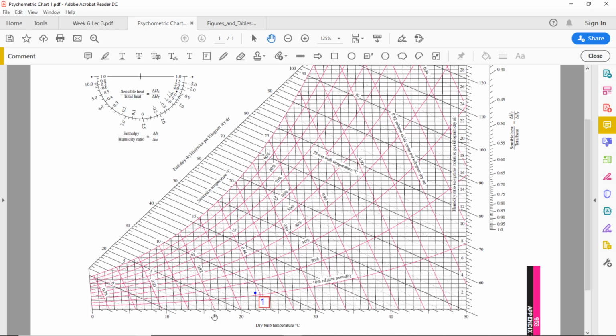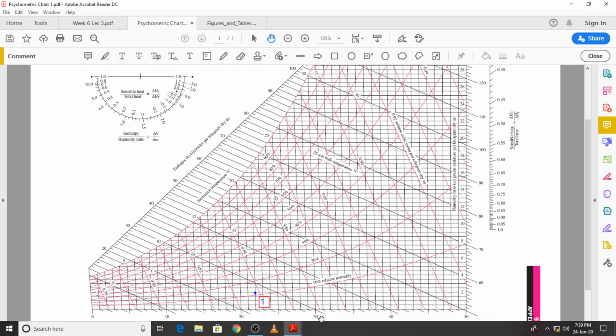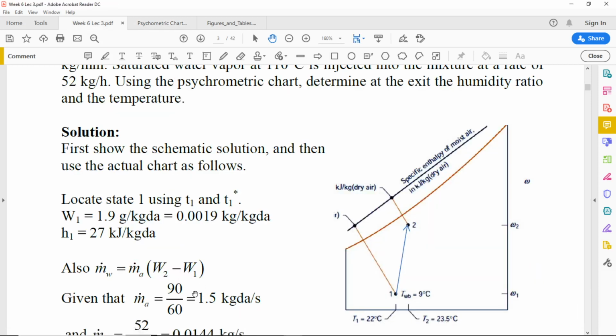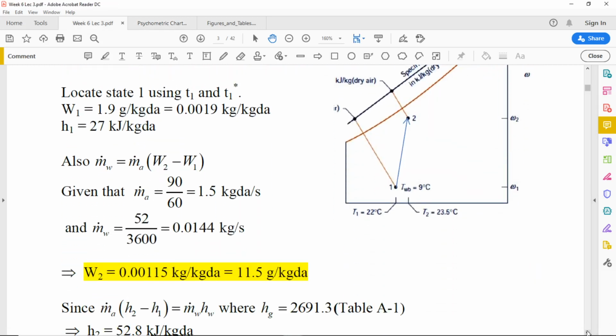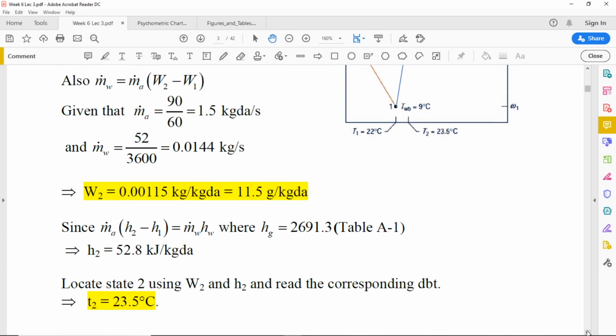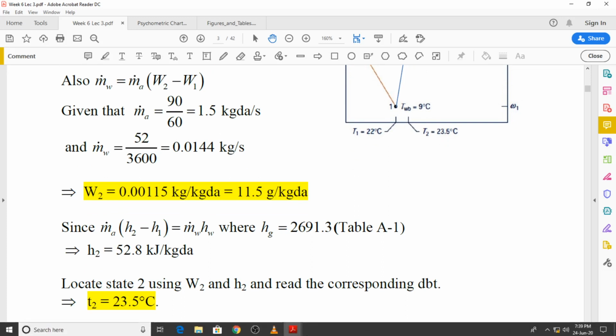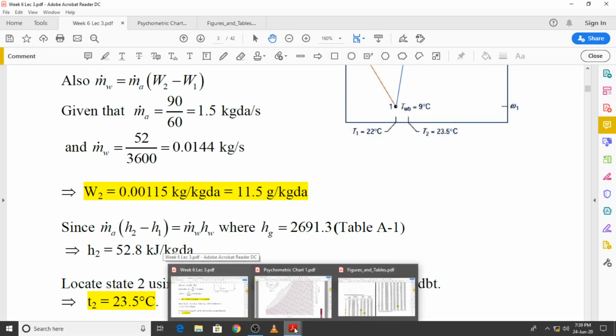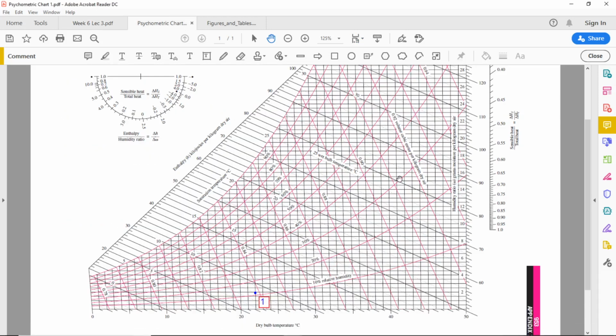Then the humidity ratio W1 we have already found out from the psychrometric chart, and the only unknown will be W2, so you can find out W2, and you can see that the value of W2 comes out to be 11.5 grams per kilogram dry air. And again I will go back to the psychrometric chart and mark out the value of W2 on the chart, 11.5. So if you look at it over here, this is 10, 10.5, 11, 11.5 will be over here.